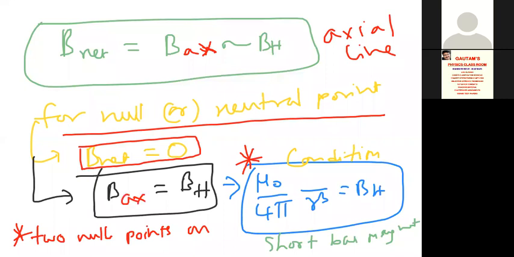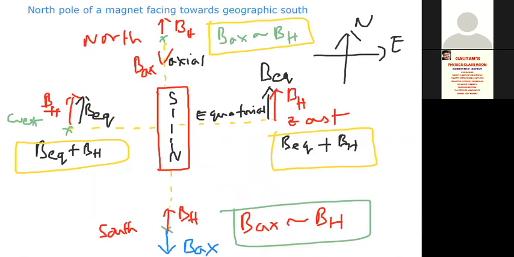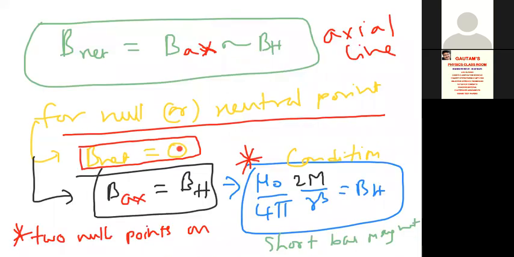So the B axial formula we have is mu naught by 4 pi times 2m by r cube for a short bar magnet, because here we are treating this magnet as a short bar magnet. From the short bar magnet concept I can write mu naught by 4 pi times 2m by r cube is equal to BH. This is the formula we got here. And two null points are obtained.